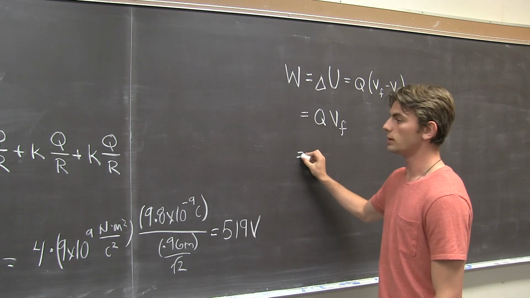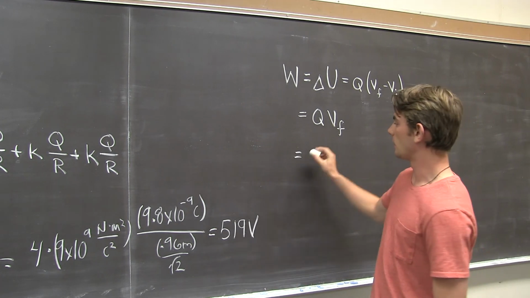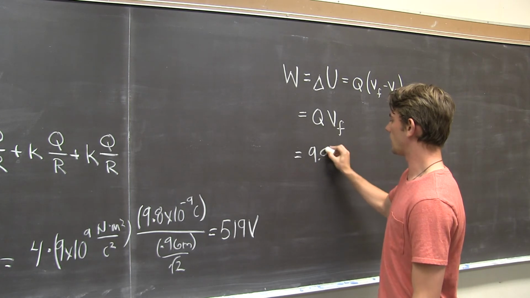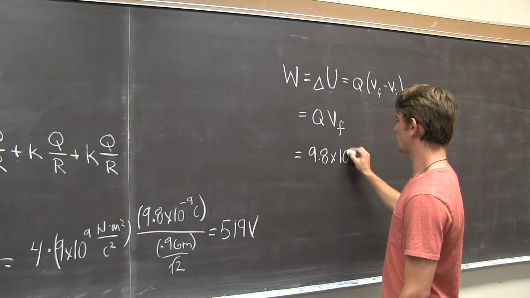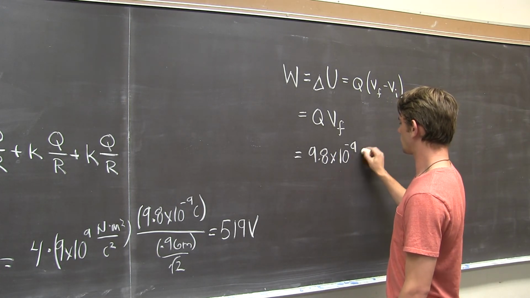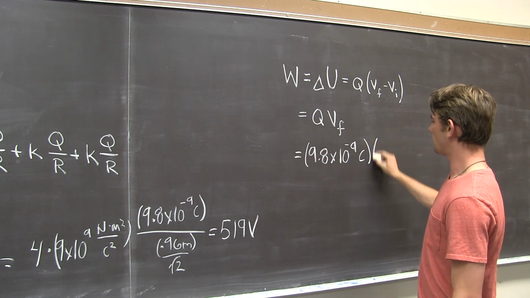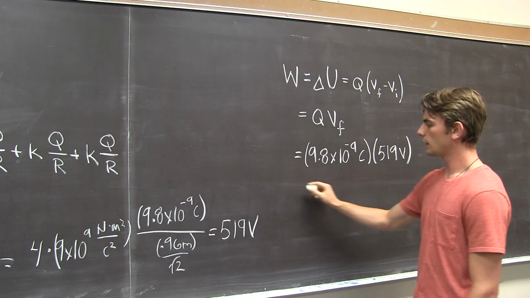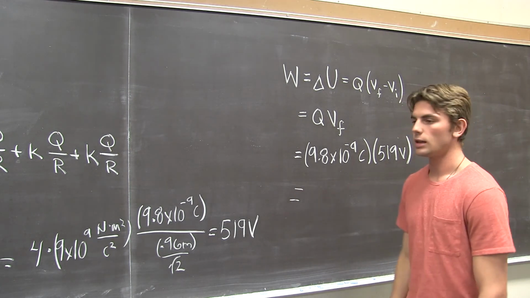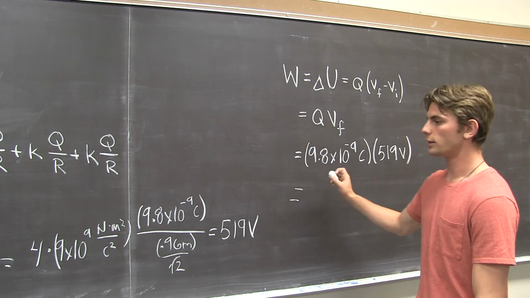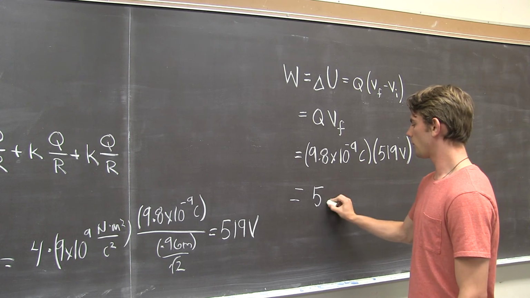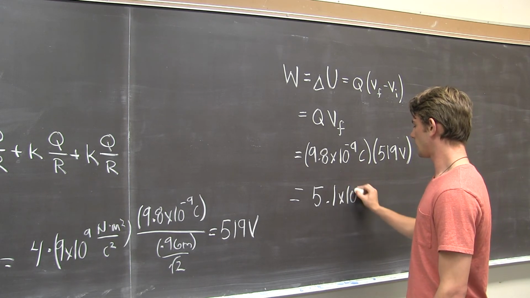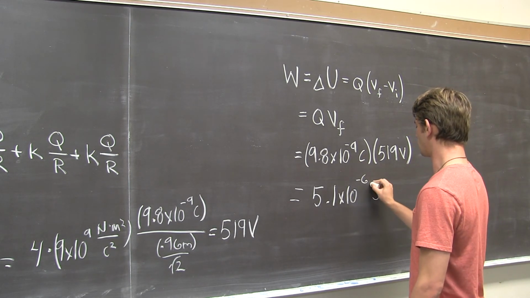And we know Q to be the 9.8 times 10 to the negative 9 coulombs times the V final we found of 519 volts. And this ultimately gives the work to bring that charge to the center as 5.1 times 10 to the negative 6 joules.